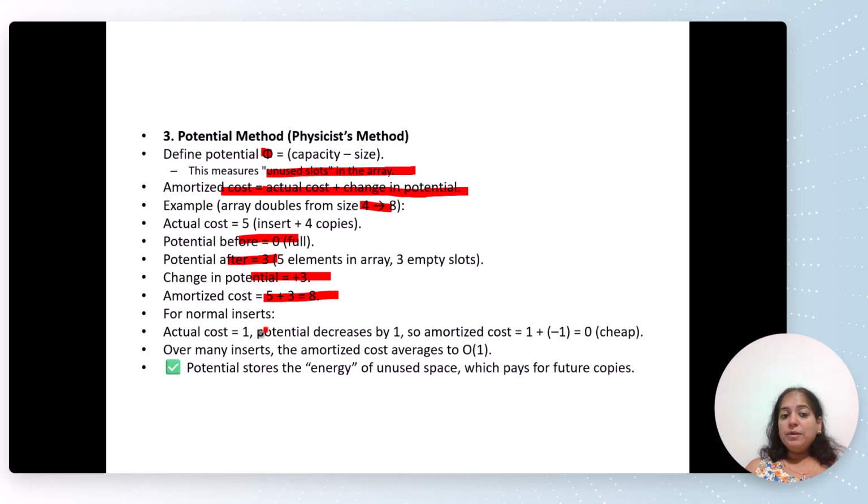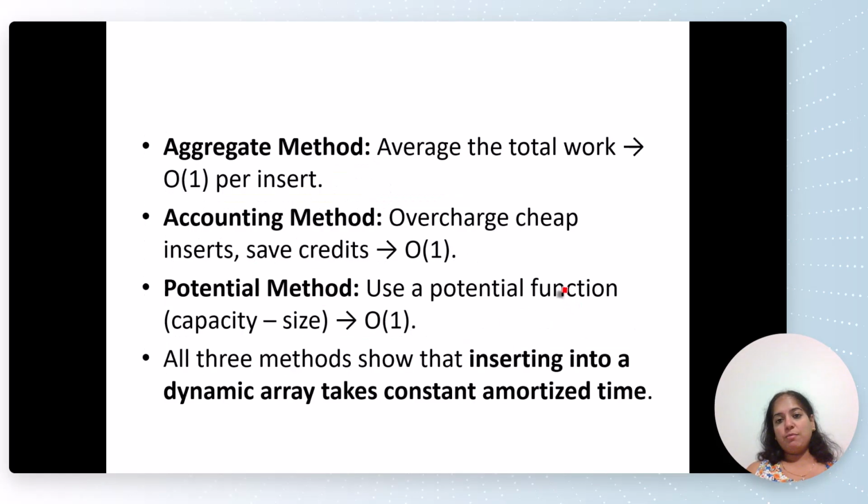For normal inserts, actual cost is 1, potential decreases by 1, and so amortized cost is 1 plus negative 1, which is 0. And over many inserts, if you perform so many insertion operations, the amortized cost averages to big O of 1. So we say that potential stores the energy of unused space, which pays for the future copies.